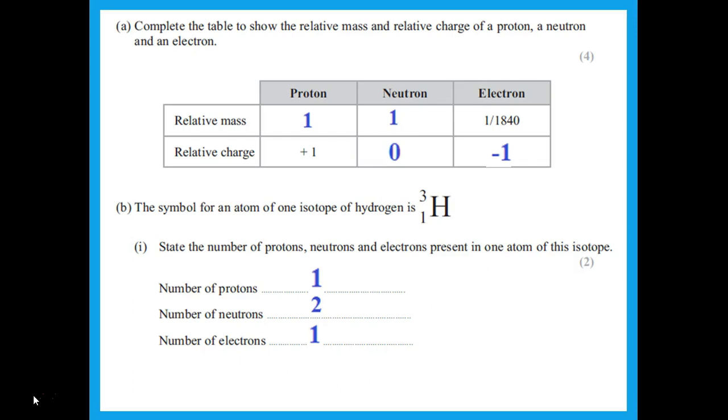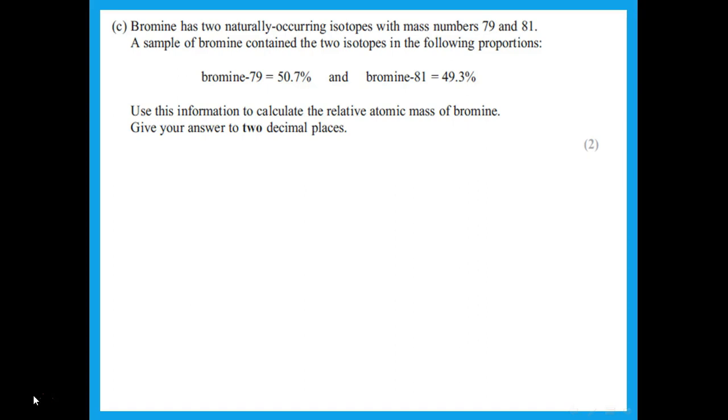Okay, so let's go on to the next question. It says bromine has 2 naturally occurring isotopes with mass numbers 79 and 81. A sample of bromine contained the 2 isotopes in this ratio. Use this information to calculate the relative atomic mass of bromine. Remember that for relative atomic mass, we use the mass number of one times its abundance plus the mass number of the other times its abundance. And the abundance here is the percentage, so we divide by 100. That gives you an answer of 79.99.